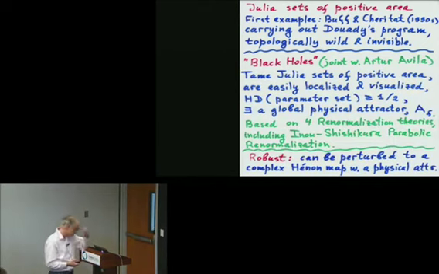However, there is a drawback in this construction. These Julia sets topologically are very wild. It is very difficult to understand the topology of these Julia sets. There are no topological models, and they are invisible. Somehow they have positive measure. You would assume that they should be visible, so it is easy to see them. But the problem is that the parameter set constructed by Buff and Chéritat is so small that you cannot localize and visualize these Julia sets of positive area.